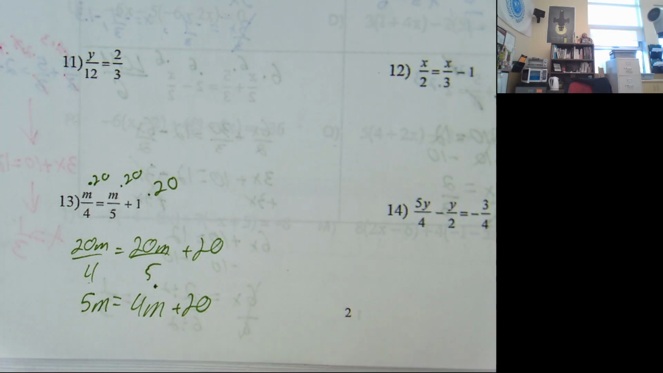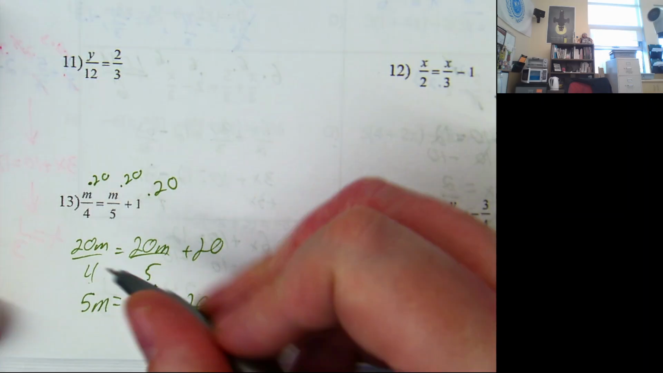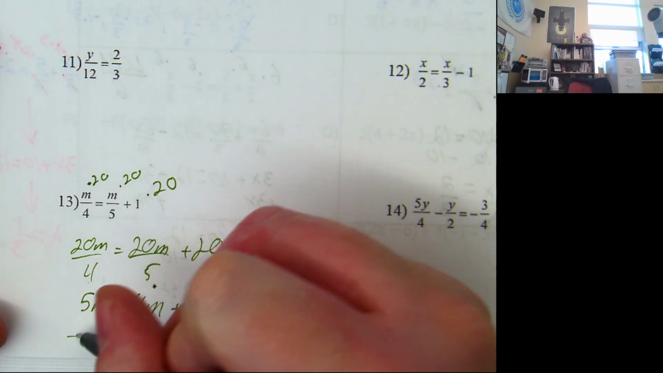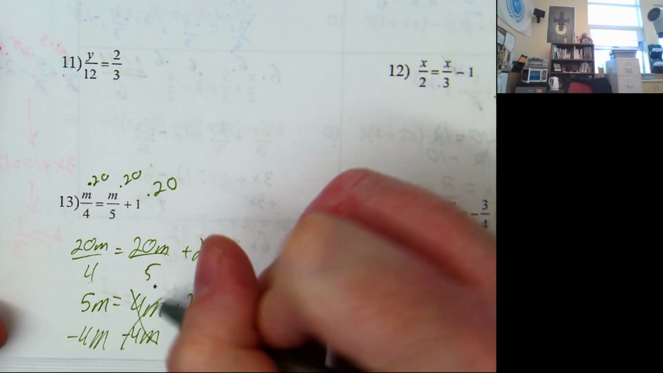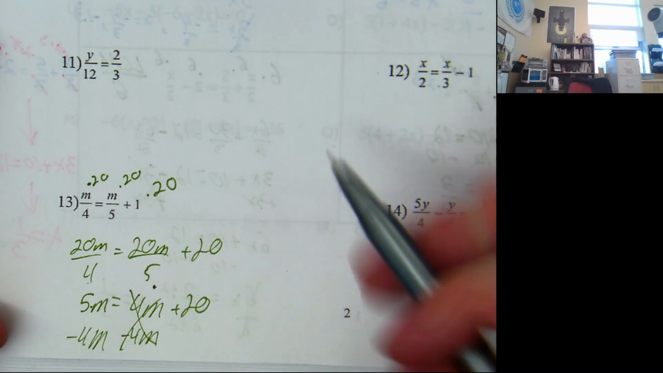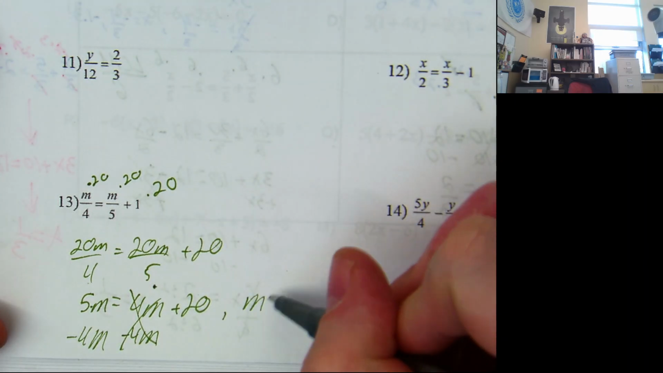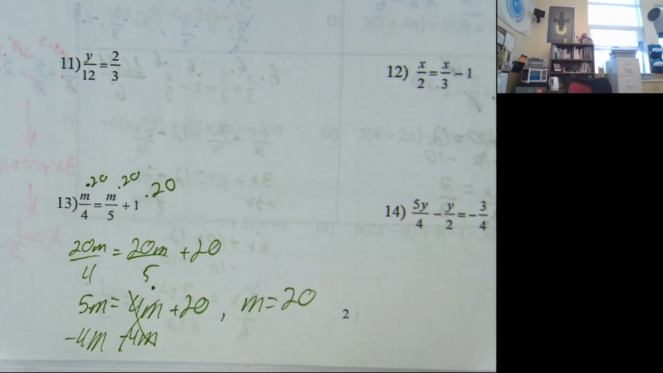I want to move all of the variables to one side. So the easiest way to do that is to do what? By doing what? Subtract 4m. So those are gone. So 5m minus 4m is 1m. And all that's left on the right-hand side is 20. That is question number 13.